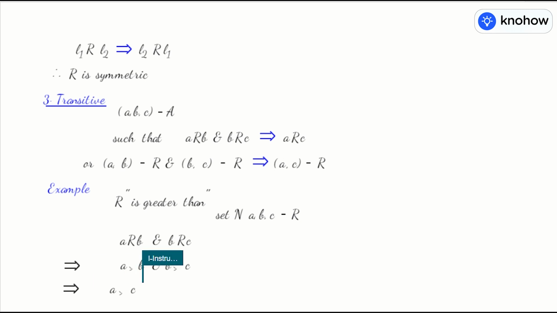Or in other words, a is related to c, and hence the given relation R is transitive on the set of natural numbers. Let me take a numerical example. For example, say 7 is greater than 3 and 3 is greater than 1. Obviously 7 is greater than 1. So the relation is greater than is transitive on the set of natural numbers.